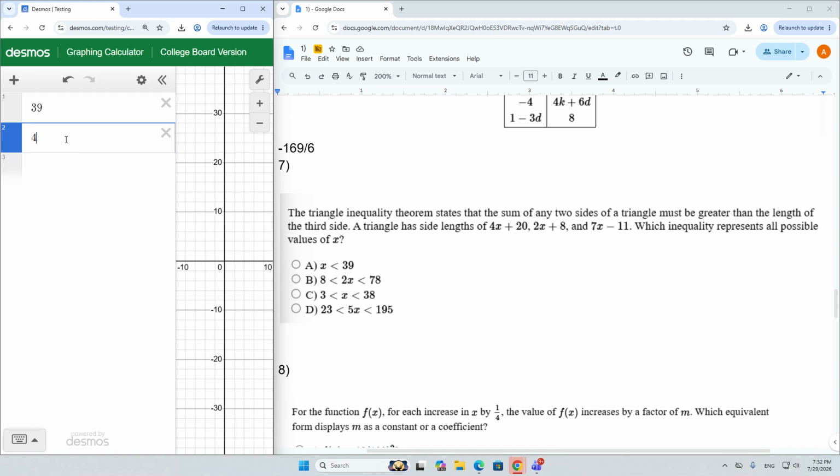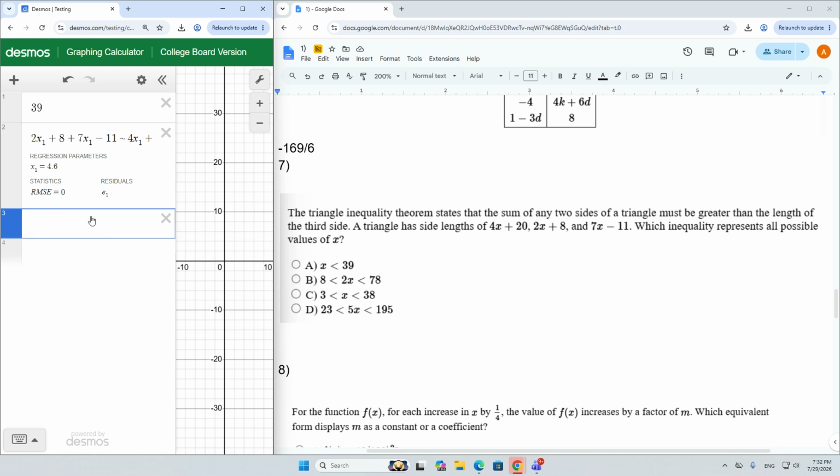Let's do the other ones now. So I'm going to say 4x1 plus 20 plus 7x1 minus 11 tilde 2x1 plus 8. So nonsense because it's negative. Just ignore that. So what did I do? I did this and this. So now I have to do the other one. So the only remaining one is this: 2x1 plus 8 plus 7x1 minus 11 tilde 4x1 plus 20. So the other limit is 4.6, so it has to be choice D because when we divide by 5, we get that, right? 23 over 5 is 4.6, and then 195 over 5 is 39, okay?